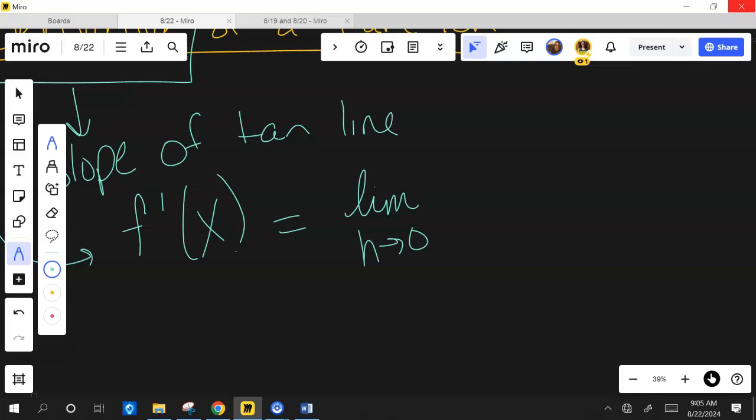The limit as h goes to 0. Give it to me. Y'all know this. f of x plus h.